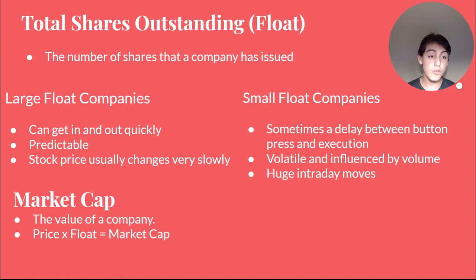Small float companies, usually ones that day traders focus on, sometimes have a delay between the button press and the execution. That means if you think you're buying a stock at $4.81, you might actually be buying it at $5. And they're very volatile and influenced by volume. So if they go up and down based on volume very drastically, they have huge intraday moves. And market cap, otherwise known as market capitalization, is the value of a company. You can get this number by multiplying the price times the float.